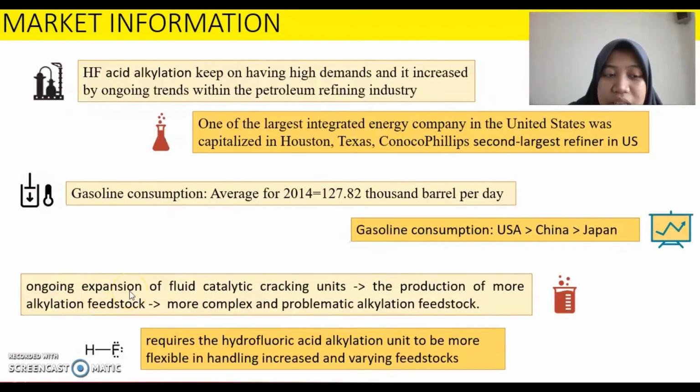This ongoing expansion of fluid catalytic cracking produces more alkylation feedstock, but it gives us more complex and problematic alkylation feedstock. So this requires hydrofluoric acid alkylation to be more flexible in handling increased and varying feedstock. If we want hydrofluoric acid alkylation to still be relevant in the future, we need to handle this problem. That's all from me. Thank you.